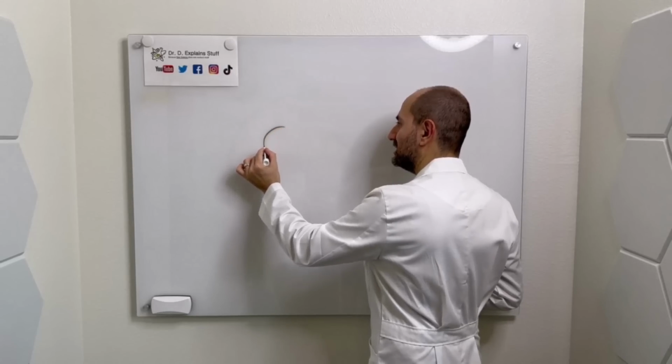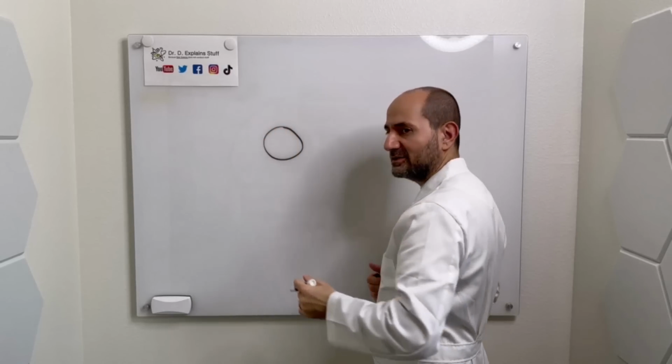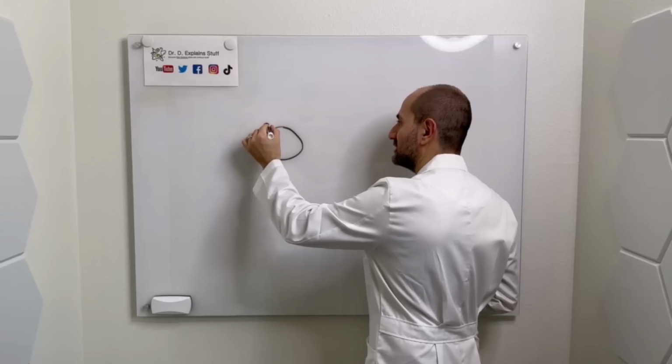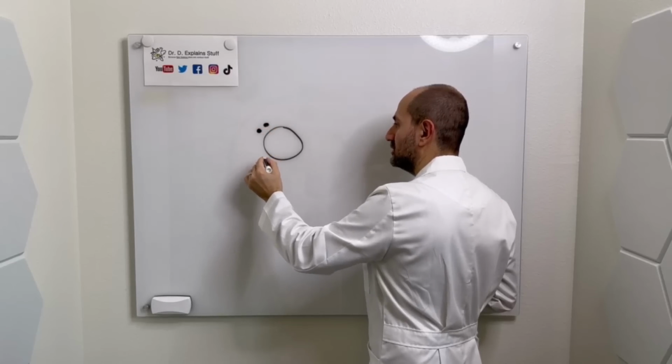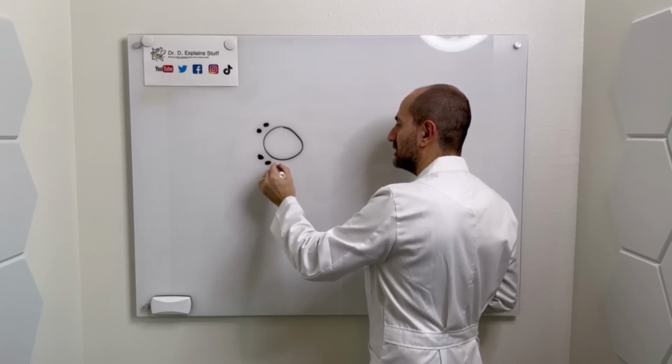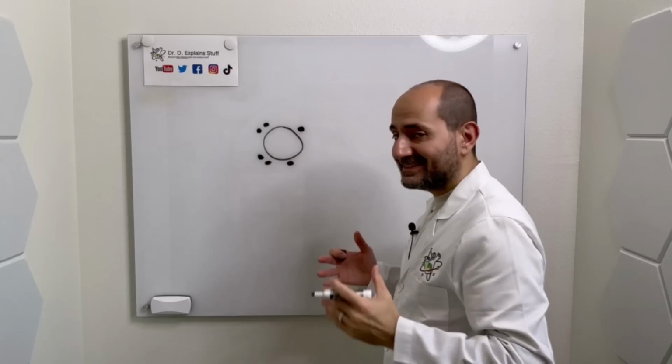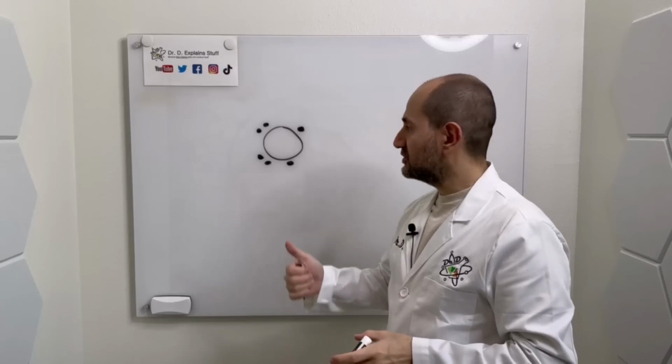Do you remember how many valence electrons oxygen had? That's right, it had 6 valence electrons. So let's draw those valence electrons. 1, 2, 3, 4, 5, 6. Okay, 6 valence electrons for oxygen.